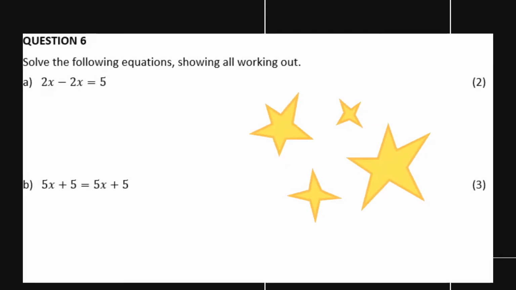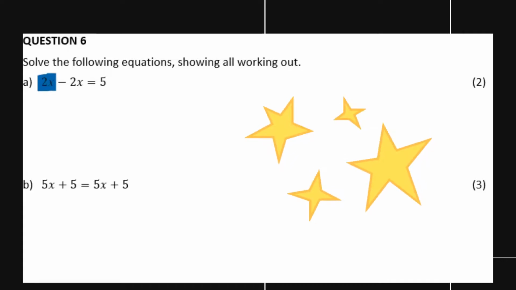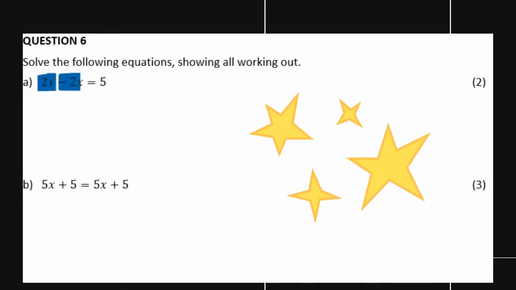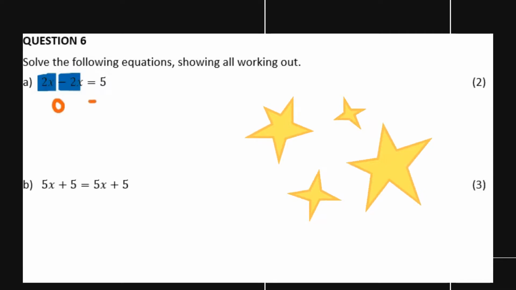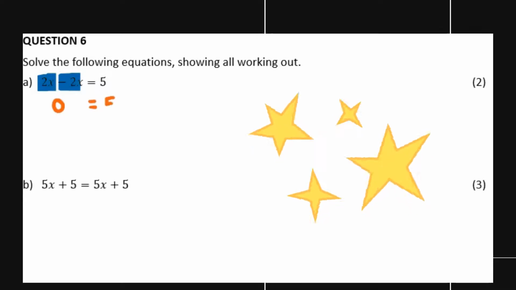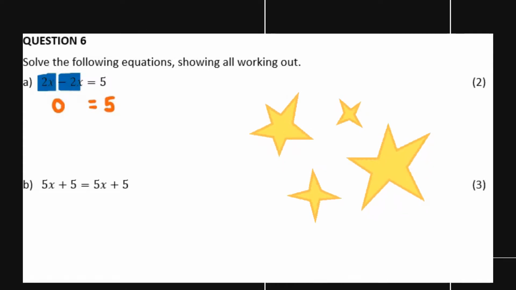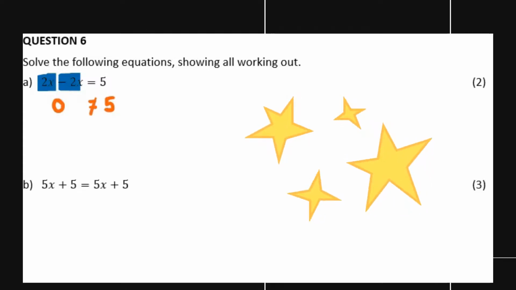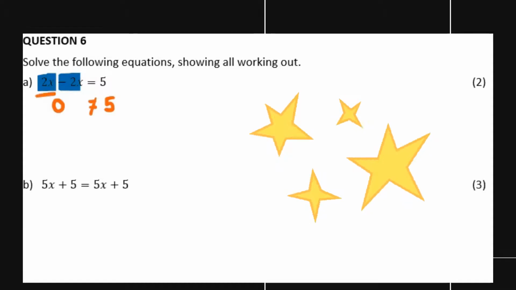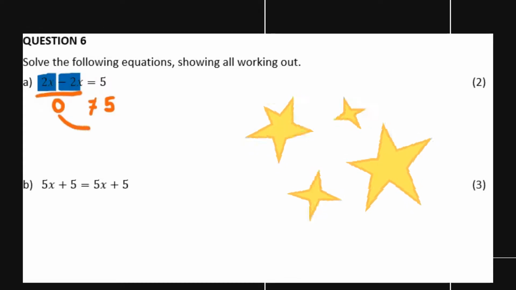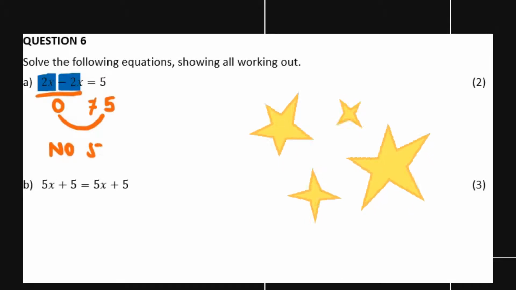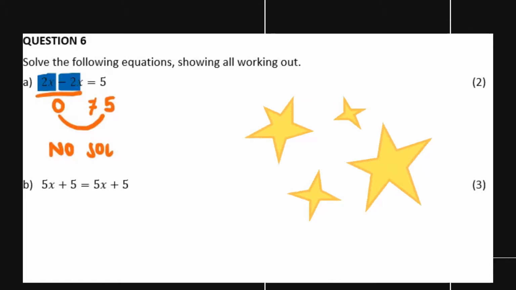Let's look at number A. 2x minus 2x results in 0. On the right hand side of the equal sign, we are left with 5. 0 is not equal to 5. And if this happens where the variables cancel out, but the statement is not true, you would write for your final answer that there is no solution to this equation.